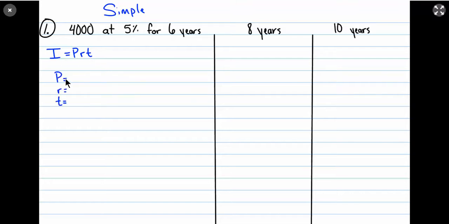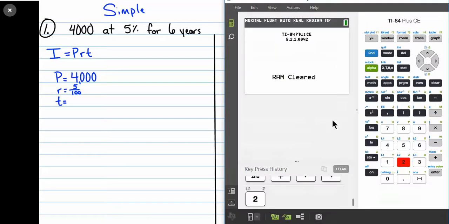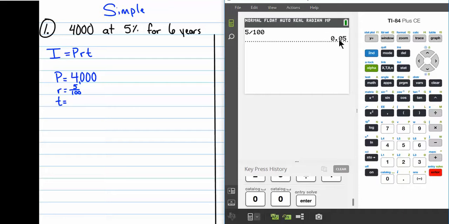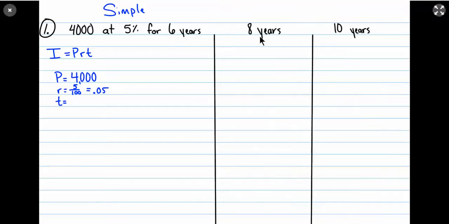So what's my starting money? 4,000. What's my rate? Be careful. I said to do por ciento, and some people have issues with that. So when I say por ciento, this is all I literally mean. What's 5 divided by 100? Some people can do this in their head, and that's fine. I don't recommend it though, because if you make a mistake, it'll probably be there. And then finally, for how much time T? Well, you're going to do it for 6, 8, and 10 years. So I'll use all 3.